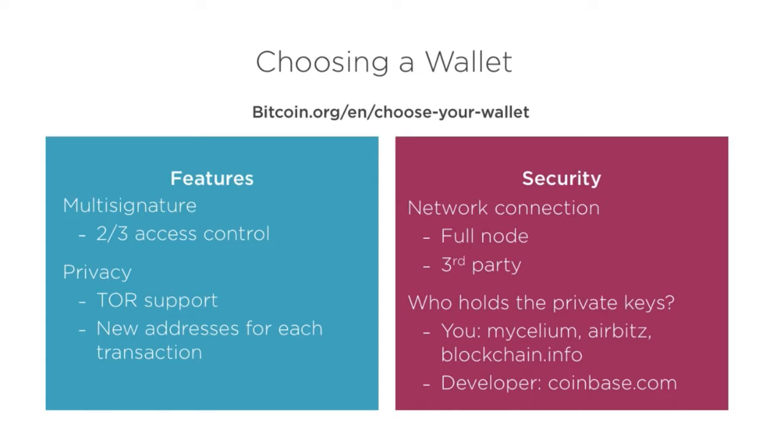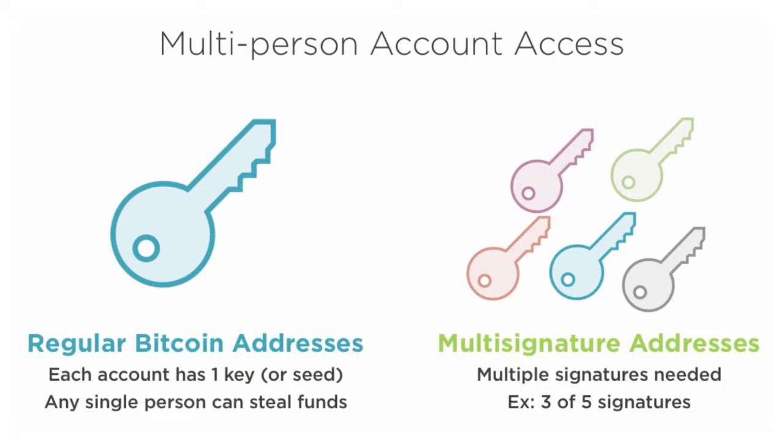Okay, choosing a wallet. Two things you should consider are features and security. I'll talk about a few of the important ones in each of these. On features, you have something called multi-signature addresses. One of the most important steps that Bitcoin made was that it allowed a wallet to be owned by multiple people. You can set up schemes where multiple people own an account, but you only need a certain number of people to sign off on a transaction. It's called M of N.